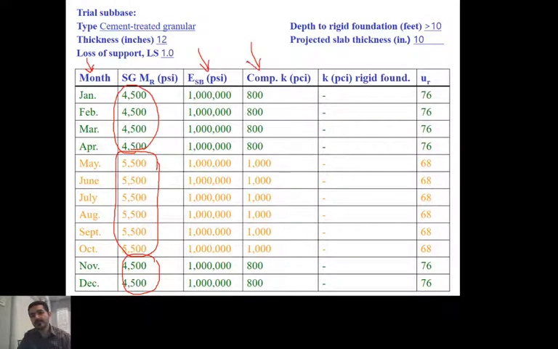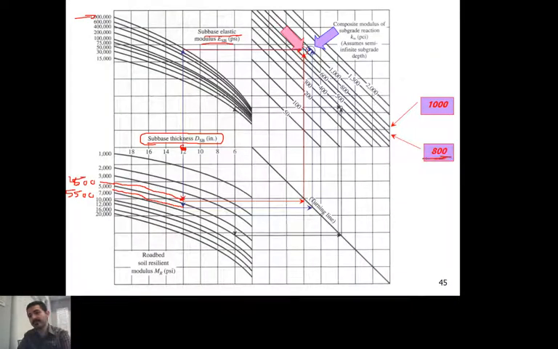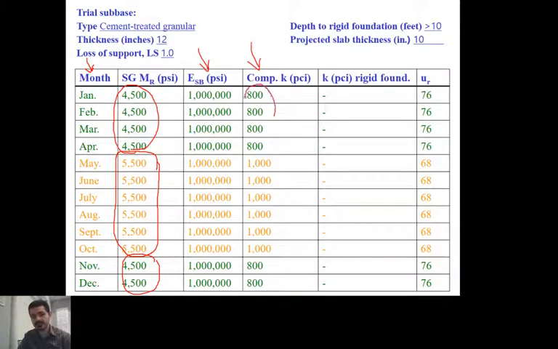Now, this is the very first table, the first column that I filled based on this graph right here. I have 800 PCI for the weak month, and I have 1,000 PCI for the strong months. So that's why here I have 800 from November till April, and I have 1,000 from May all the way till October. The next correction for the K, if you recall, is whether I have a rigid foundation or not. In this case, I do not. I was told again there is no rigid foundation, therefore I'm skipping that. As you can see here, there's nothing.